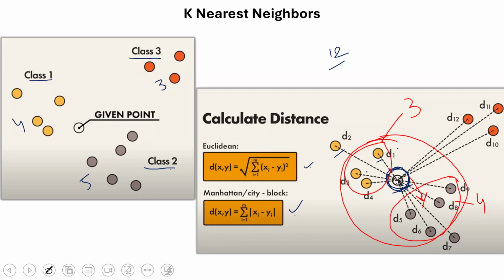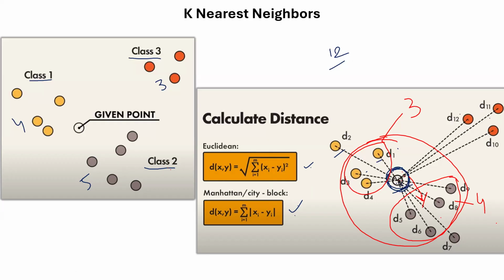So in this particular zone where k is equal to 7, that means picking 7 points closer to this given point, the class 2 points have more count. That means the majority is class 2. So we assign this point to class 2.